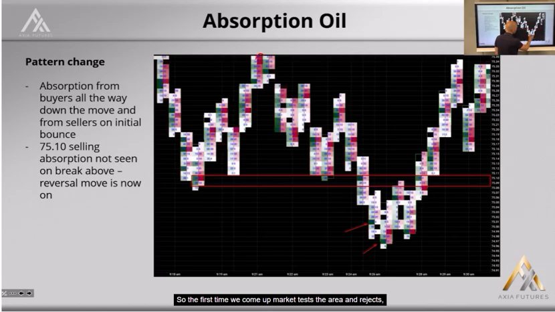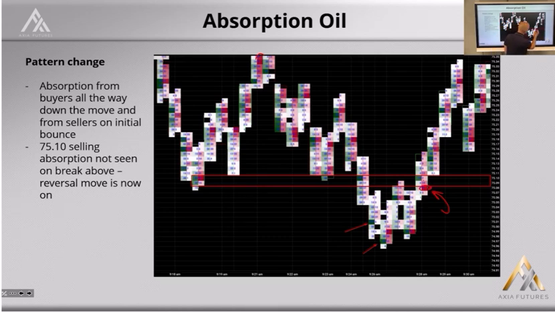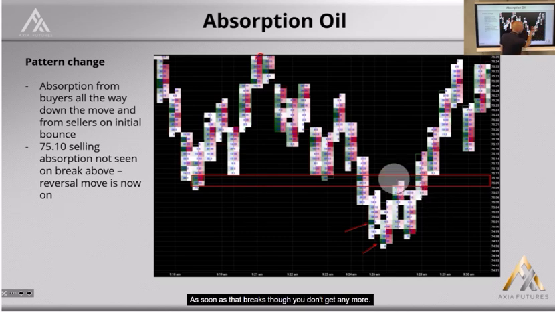So the first time we come up, market tests the area and rejects. I don't think that's a surprise. You get the first attempt up towards the level and everyone goes and sells it. But what you would expect the next time when you get up there is you would expect to see some absorption from sellers, i.e. they will keep on reloading the offer. You're not seeing that. You get one attempt here. As soon as that breaks though, you don't get any more.